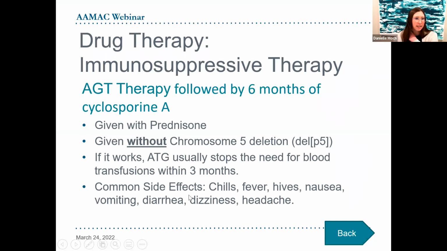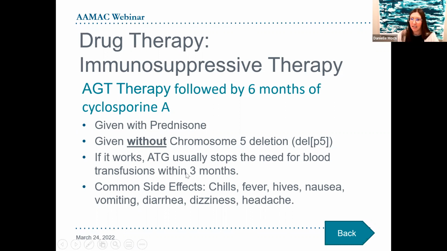Immunosuppressive therapy can be offered in certain cases. It is a type of treatment where we give prednisone and ATG, which stands for anti-thymocyte globulin. It is given in hospital, on a specialized nursing unit. Basically, how this treatment works is it tries to suppress the T lymphocytes that are attacking the bone marrow stem cells, so that your stem cells have a chance to regenerate. It is typically followed by 6 months of cyclosporin A, which again just stops those T lymphocytes from becoming active.